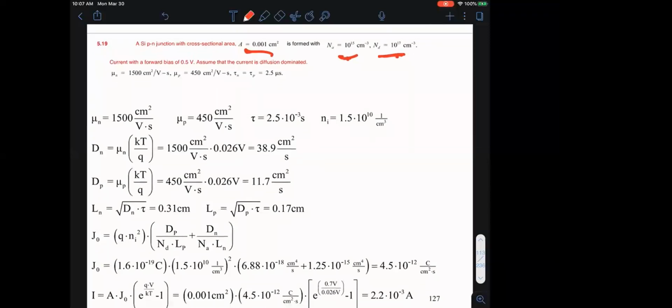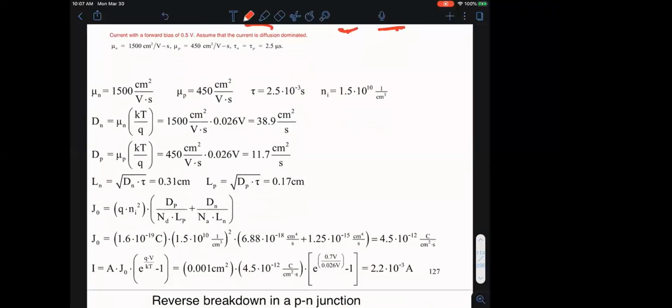Okay. I'm going to calculate the current, but I need the diffusion coefficients. In the problem I've given you the mobilities. Well, that's not a problem because I can always convert mobilities to diffusion coefficients using the Einstein relationships. I've also given you the lifetimes, so I can calculate the diffusion lengths of the electrons and the holes, square root of D times tau.